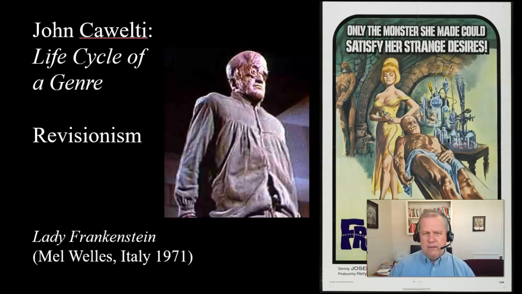A good example of this is Lady Frankenstein, from Italian film made in 1971, which splices together, strangely enough, the Frankenstein monster and the horror aesthetics associated with the Frankenstein monster with a kind of soft porn aesthetic, right? You can see that in the poster there. Only the monster she made could satisfy your strange desires. And you have horror films that combine westerns with horror. You have horror films that get combined with science fiction, like we'll talk about this week with Alien, a number of different films.